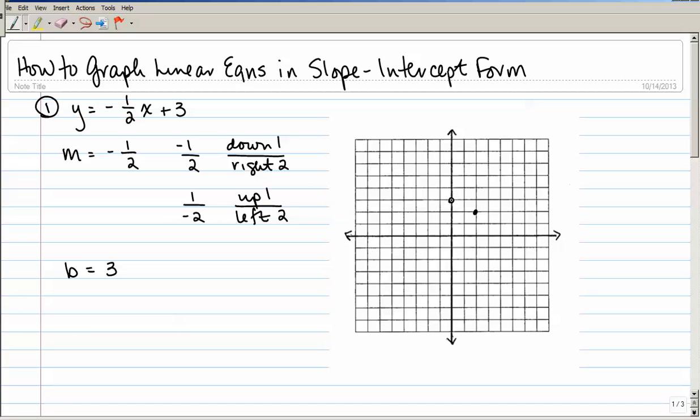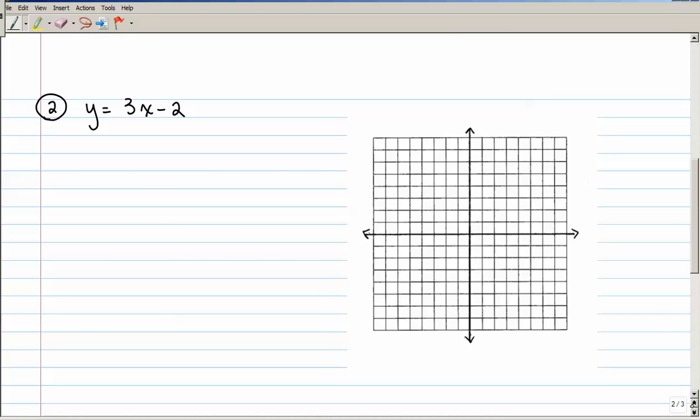Then going back to my y-intercept, I'll go up 1 and left 2 and put a dot right there. Connect those dots. And that's the graph of the line y equals negative 1/2 x plus 3. Let's look at another example.